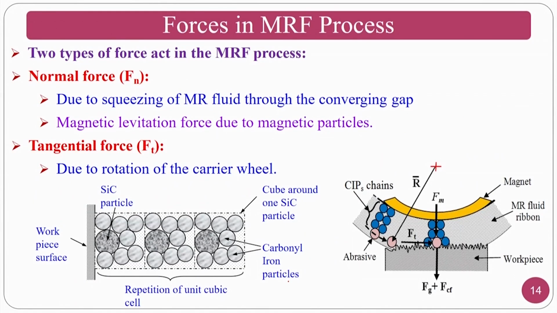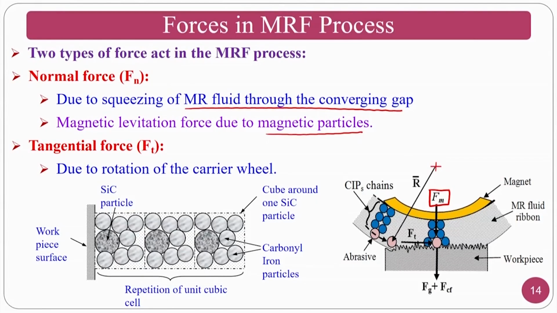The forces in the MR finishing process are the normal force, which I already told you about, and the tangential force. The normal force is caused by the squeezing action of the MR fluid through the converging gap. That means because of the magnetic field, and because of the depth of cut or immersion of the workpiece into the MR fluid, you get the normal force. The magnetic levitation force due to the magnetic CIP particles is also responsible for the normal force.